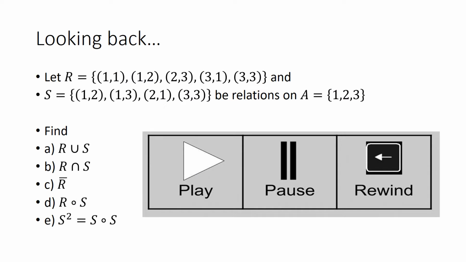Now looking back, there are some problems and skills that will be useful for us to remember. Given these two relations R and S on a set A, which is {1, 2, 3}, I'm going to ask you to find all of these things. All of these things were defined. Now what you really should do is pause this, work to get an answer, reviewing your notes perhaps, and then come back and continue, and we'll compare your notes with the solutions. So you should be pausing now and doing some work.